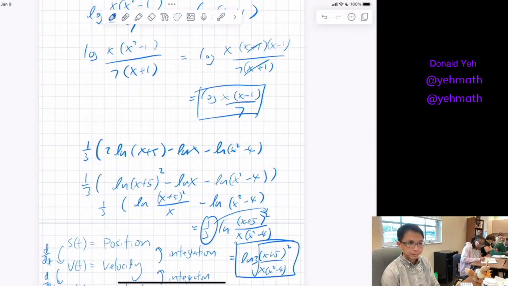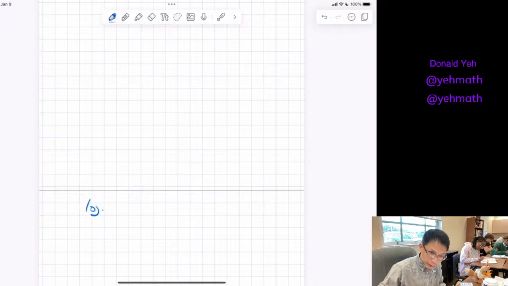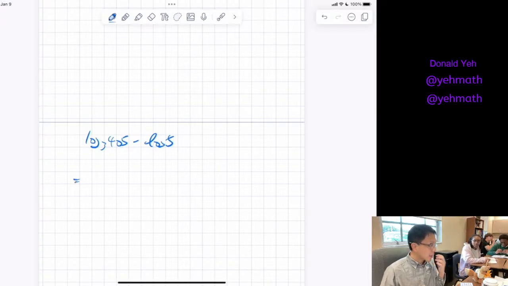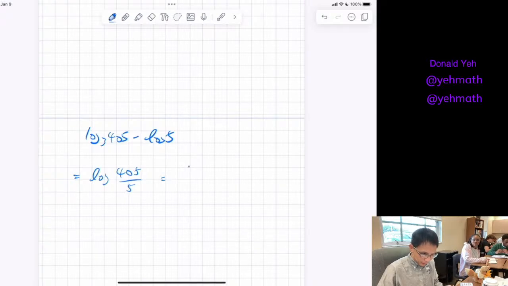Next question. 46. Okay, 46 says log base 3 of 405 minus log base 3 of 5. Now, it's subtraction, so it's division. So log base 3 of 405 divided by 5. I have no idea what that is. 81. Yeah. So log base 3 of 81 is equal to 4, because 3 to the fourth power is 81.